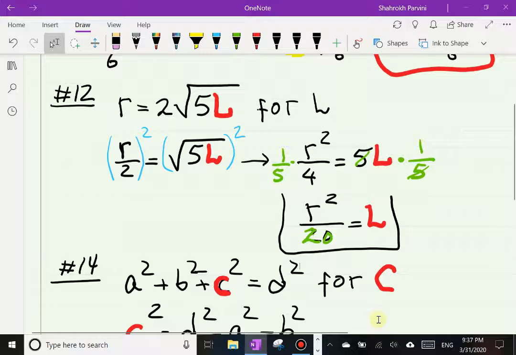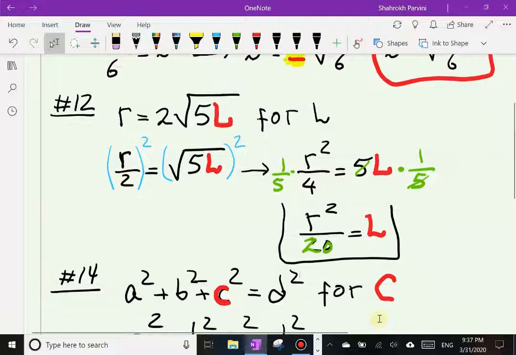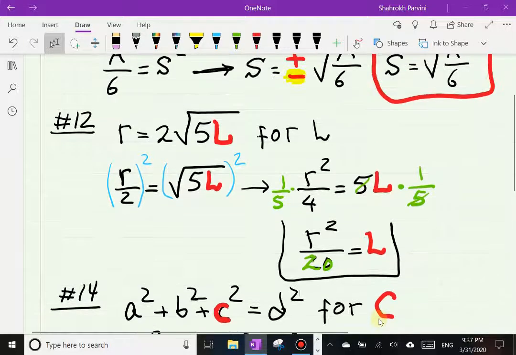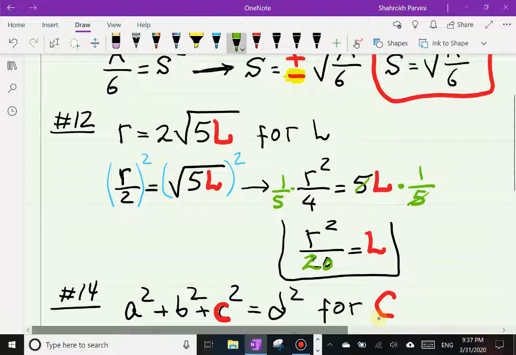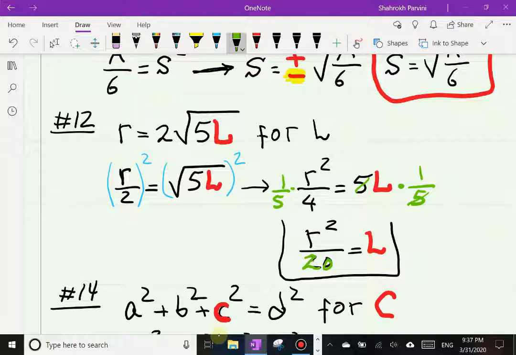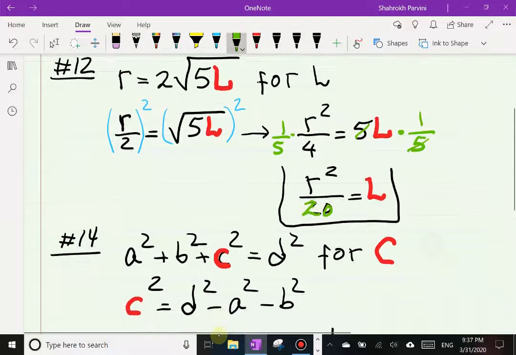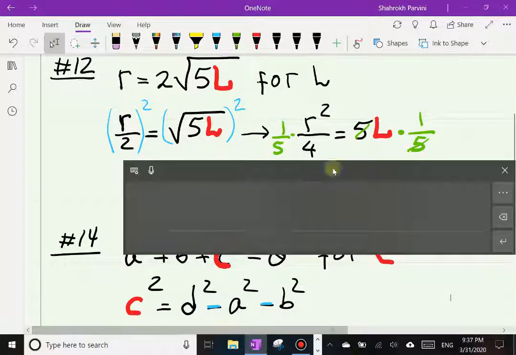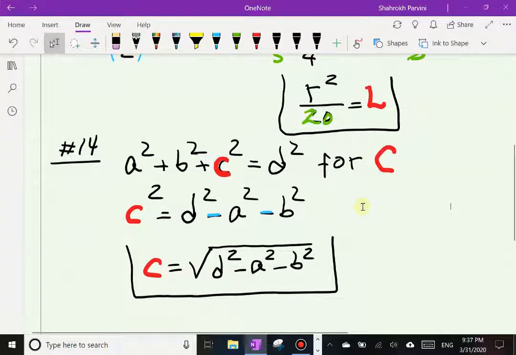In exercise number 14, here's the equation. We have a squared plus b squared plus c squared equals d squared, and we want to solve that for c. So I'm going to keep c squared on one side and move a squared and b squared to the other side. Of course, because we move a squared to the other side, it becomes negative, and b squared becomes negative also. Next step, we take the square root of both sides, and there you go. That's the answer to the problem, and we managed to solve it for c.